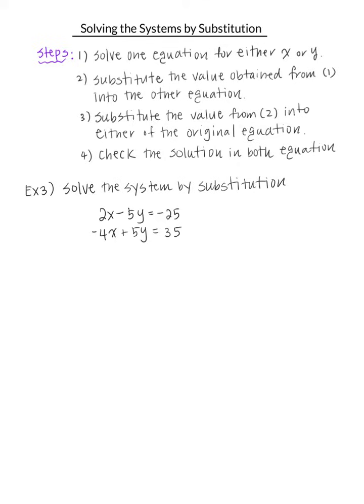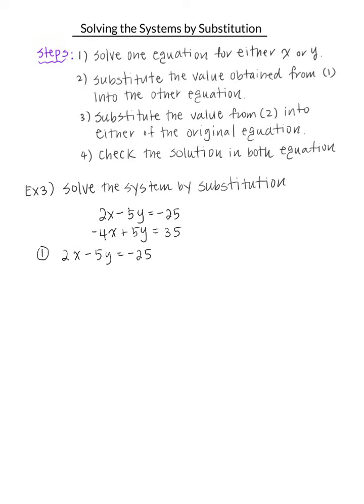Example 3: solve the system by substitution, which is the same system as what we just went over in example 2, which is 2x minus 5y equals negative 25 and negative 4x plus 5y equals 35. All right, so let's use the substitution method. So step number 1: pick either one of the equations and solve for x or y. It doesn't really matter which one you take, but just so that we all do it the same way, let's take the first equation and solve for x. So here I'm going to take 2x minus 5y equals negative 25, and I'm going to try to solve for x.